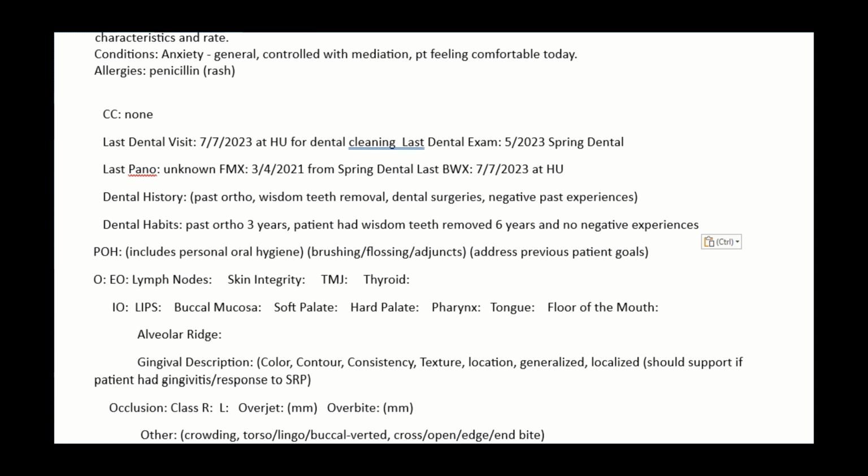For dental habits, this is what we're looking for as far as what they are eating and what they are drinking.